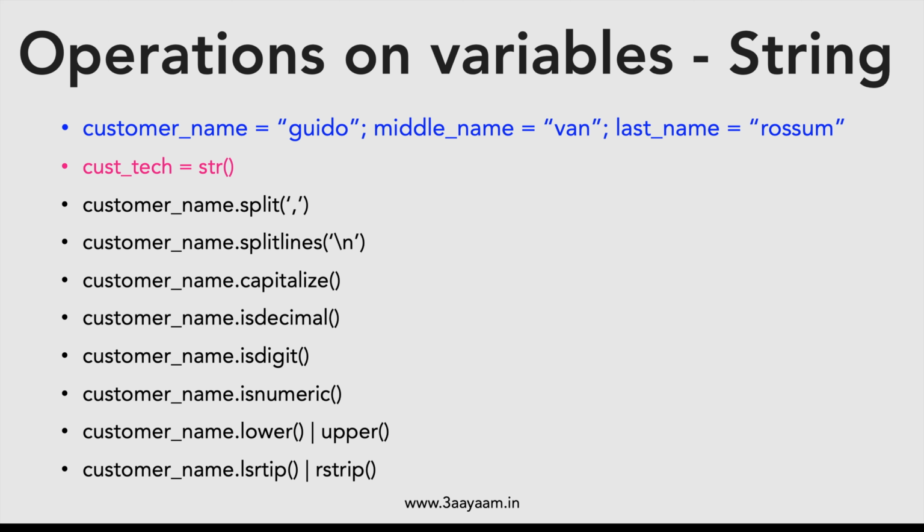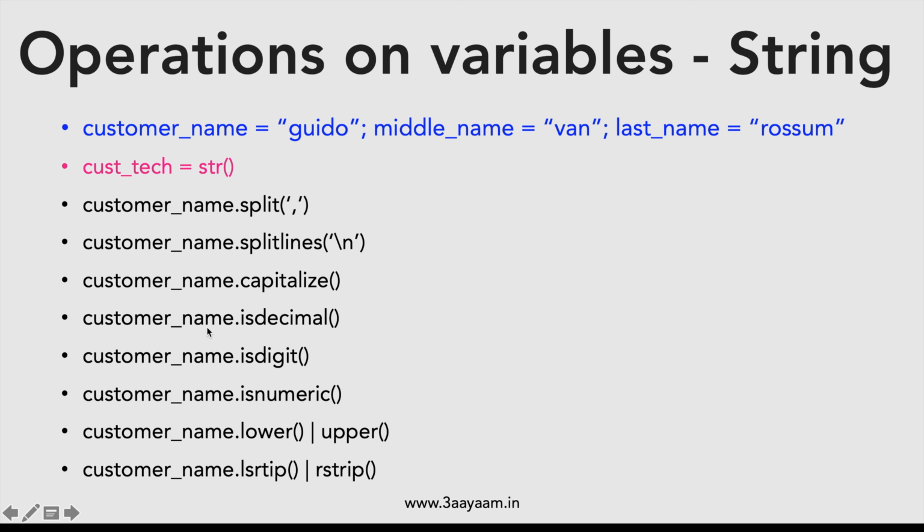Then you have capitalize, and what capitalize would do here, if you see that we have Guido, Van and Rossum, all are in small letters. So if you capitalize them, G would become capital, V would become capital, and R would become capital in all of them. But in this case, I'm just using customer_name dot capitalize. So only G would be capitalized because customer_name is the string variable.